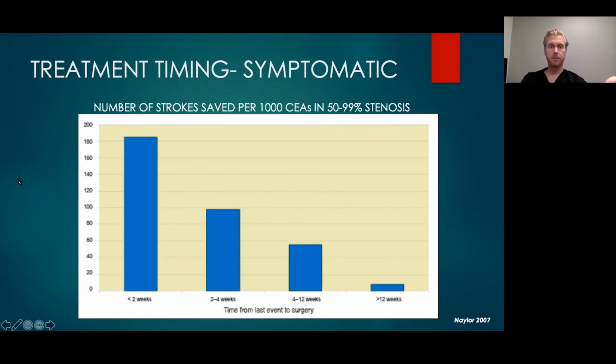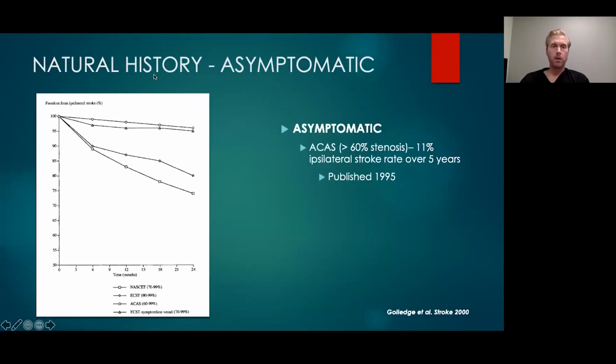All right, so that's symptomatic. So that's a home run to take care of a symptomatic patient with a carotid intervention for stroke prevention. What about asymptomatic patients? What's our evidence? What do we do if you have an asymptomatic patient that turns out has 70% stenosis, and then you're in your clinic?